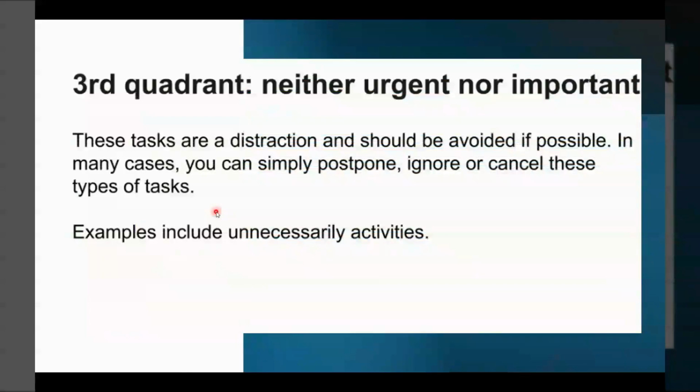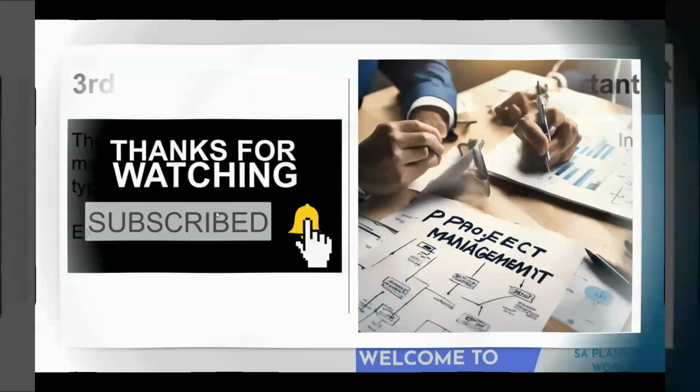unnecessary activities, such as browsing the internet, watching videos or movies or sports, and chatting or chit-chat. If during office hours, or during priority or urgent task times, you are spending your time on unnecessary activities, these are the tasks you should eliminate. These tasks are neither urgent nor important. So these are all the four quadrants in the Eisenhower Matrix.